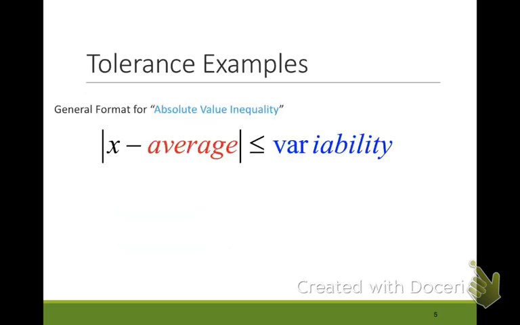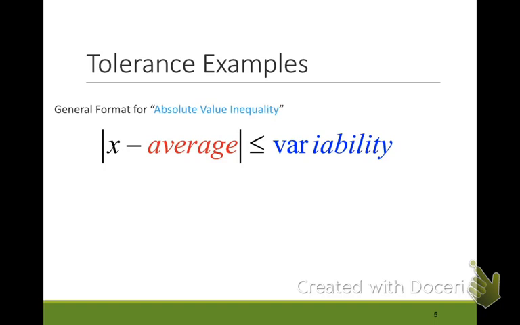Whenever we talk about a tolerance example, it's going to be an absolute value inequality where your general format is going to be X minus the average divided by the variability. So like if it says that it can be between, you're looking for the middle number between your window, is how I word it.